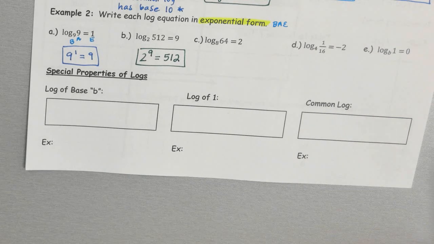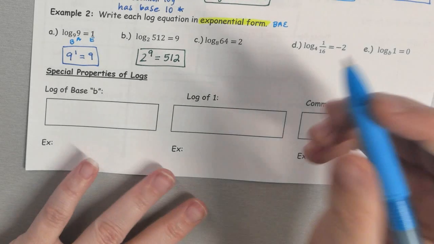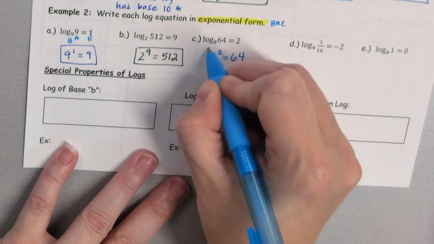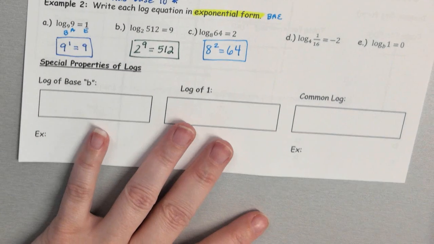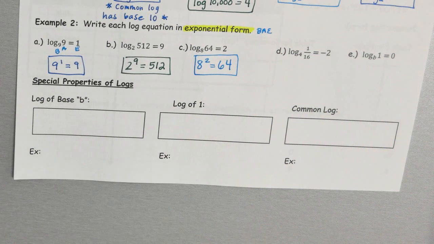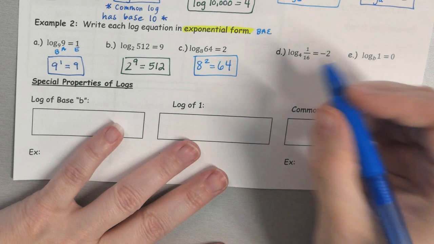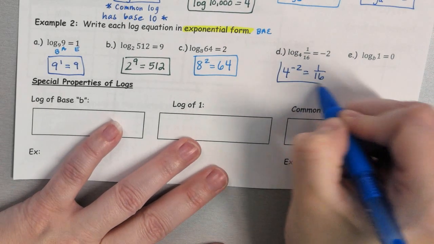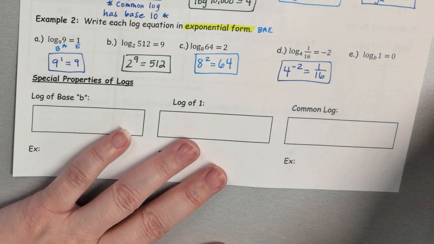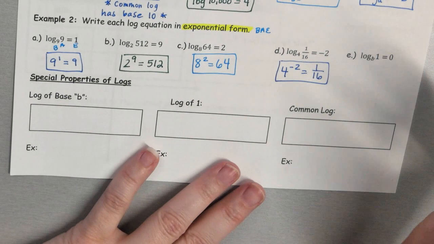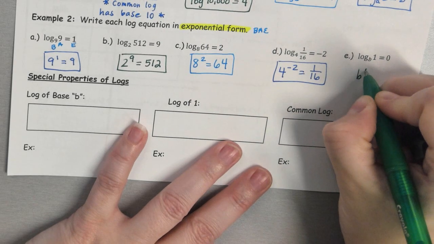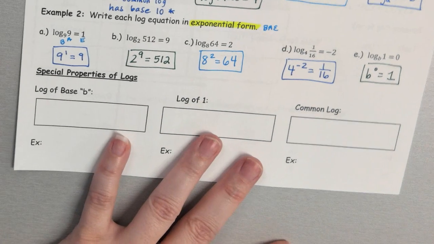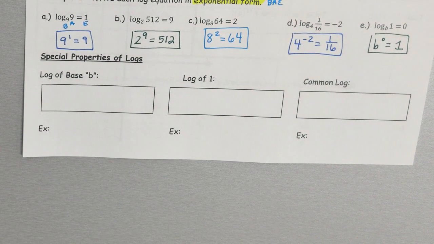All right, and then Ashay, you want to tell me part C? 8 to the power of 2 equals 64. Nice. All right, and then Emmy, you got part D for me? 4 to the -2 equals. Awesome. All right, and Sam, tell me E. E to the power of 0. Good. Now, even though that is a variable, anything to the 0 power equals 1. So we know that that's a true statement.